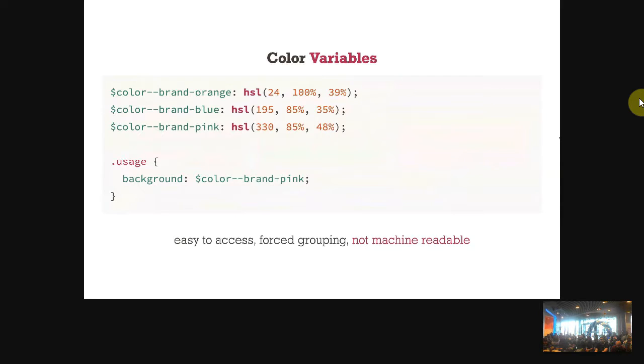So here's one way that people started doing that in Sass with color variables. You've got one variable per color, and they've got a shared start to the name: color, dash, brand, dash, orange, blue, pink. And these are useful. We can use these throughout the code, and we're not having to repeat the color everywhere we use it. We can just call it by name, and we can give them semantic names. We can say this is a border color, this is a background color, and we can get some meaningful patterns out of that. The problem that I have with this is that it's not machine readable. The machine doesn't understand that these all go together.